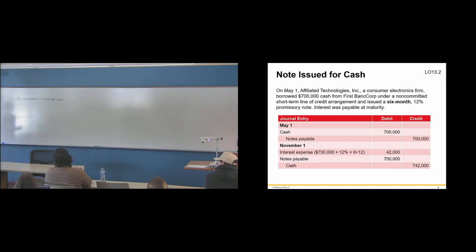We've got principal of $700,000 times an annual rate of 12% times 6 divided by 12, right? 42,000. And so that's 6 months worth of interest. And then the debit to the notes payable, because that clears it out. And then when you write that check, think about loans that you take out too. When you have a car loan, principal and interest, that's what you're paying back, right?